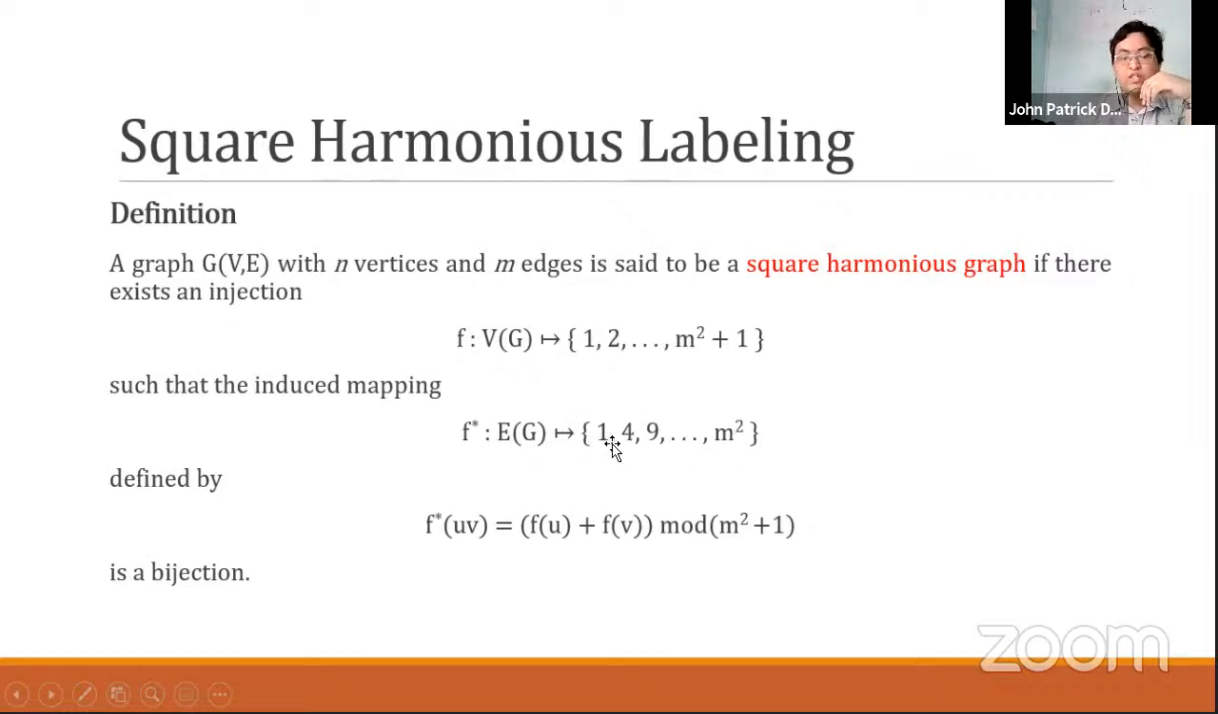squared. If you notice, these are squares: 1 squared, 2 squared, 3 squared, up to m squared, defined by f star of uv equal to f of u plus f of v modulo m squared plus 1, is a bijection. So basically it is similar to harmonious labeling. The only difference is that our vertex labels go up to m squared plus 1, and our edge labels are the perfect square numbers.